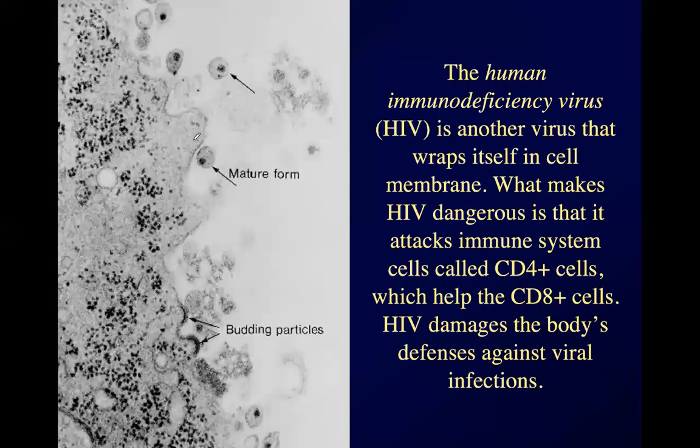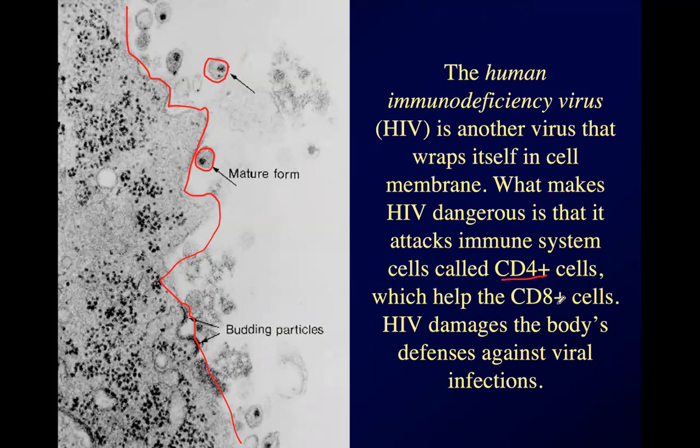What this picture is showing you is HIV. Human immunodeficiency virus is another virus that wraps itself in cell membrane. On the left, this is a host cell, and all of these little blobs are HIV particles that are budding off of an infected cell. What makes HIV dangerous is it attacks immune system cells called CD4 cells, sometimes called helper Ts, that help those CD8 cells that you saw earlier.